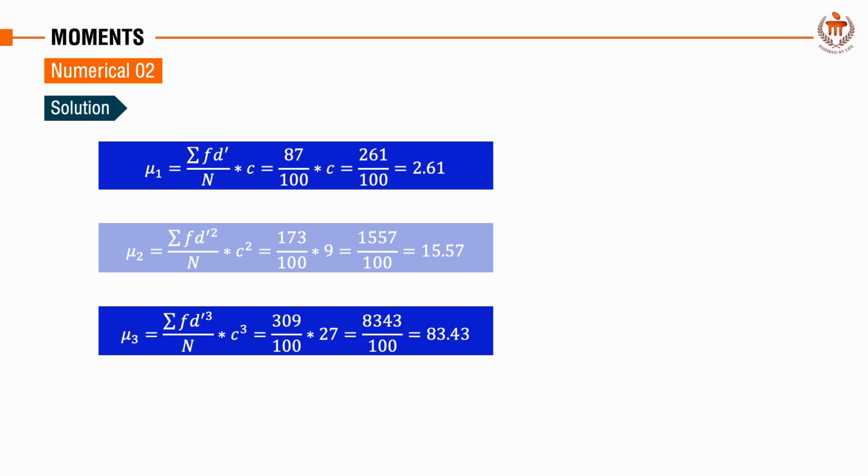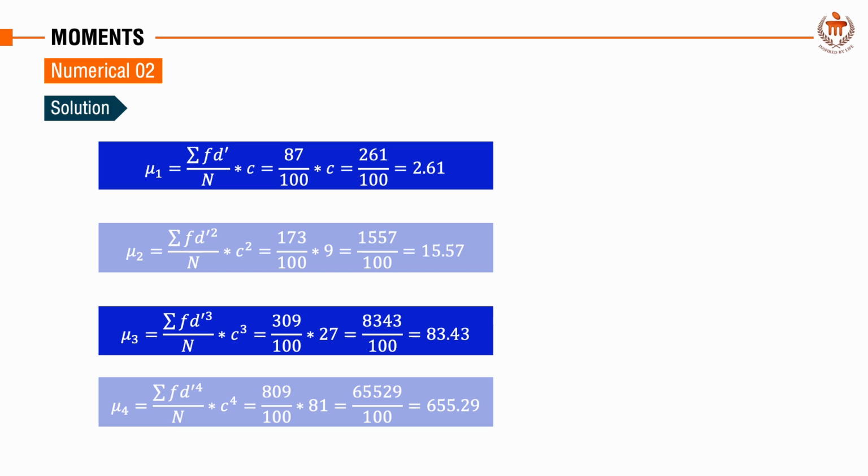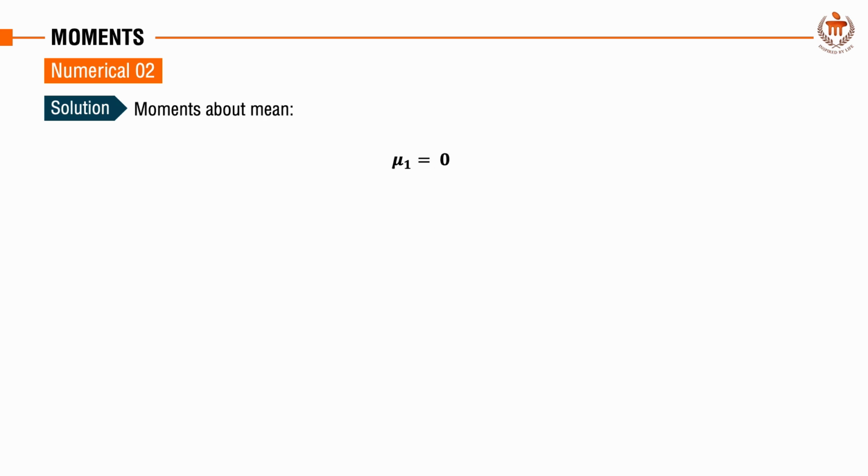Then mu3 dash, you have to find sum of fd cube into c cube by N. So sum of fd cube is 309 into c is 3, 3 cube is 27, by 100. When you solve, you'll get 83.43. Similarly, mu4 dash, sum of fd to the power 4 is 809 into 81 by 100. When you solve, you'll get 655.29. Okay, so the first moment about the mean would be equal to 0.